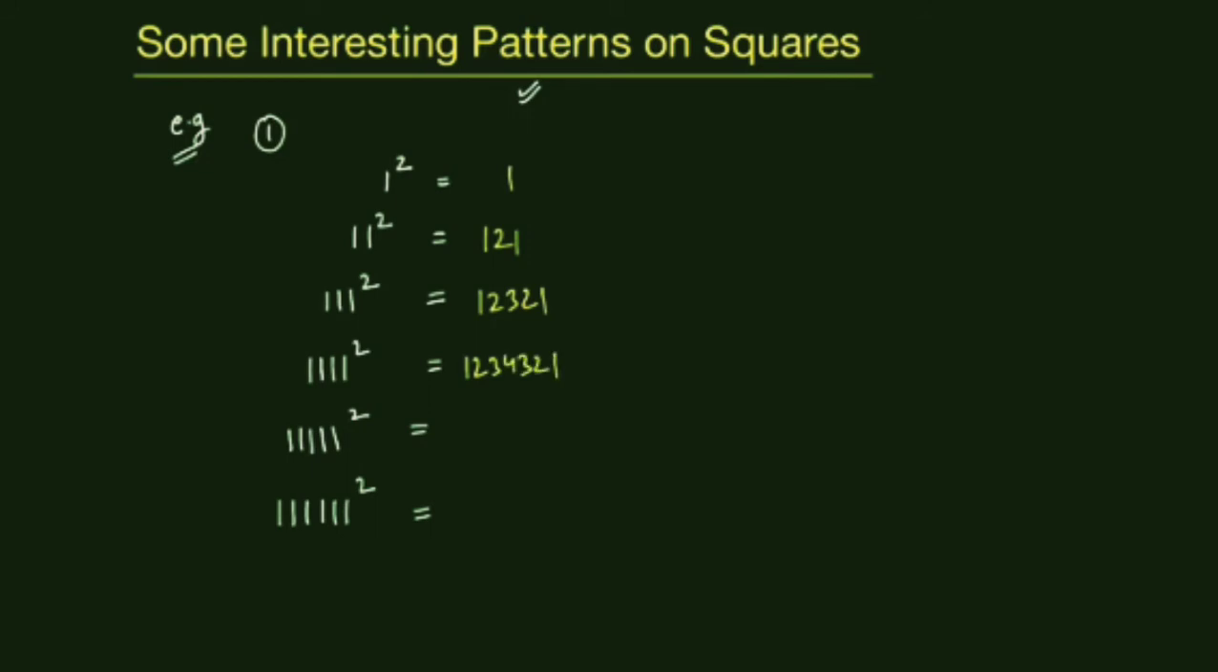Likewise, if we do it again, then 1234321. And for 5 times 1 square, it will be 123454321. Like this. Okay? And for 6 times 1 square, what will it be? 12345654321. I hope you understand the concept behind this pattern. If you have not understood, let us take it one by one. What is the concept behind this?